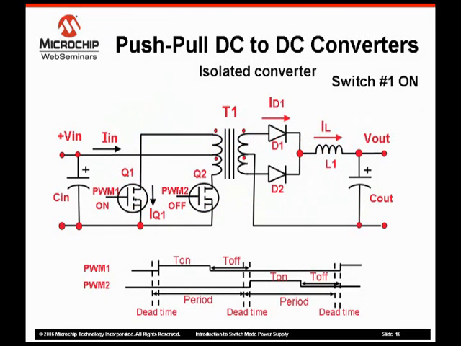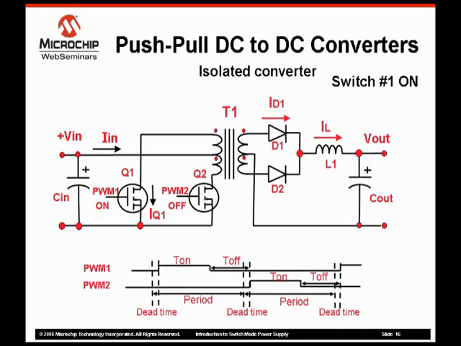Here we see a push-pull DC to DC converter. The push-pull converter's transformer enables any input to output voltage ratio to be obtained. The transformer also provides isolation between the input and output terminals so that any polarity between the input and output terminals is also possible. The push-pull converter has two transistors that operate in an alternating fashion.